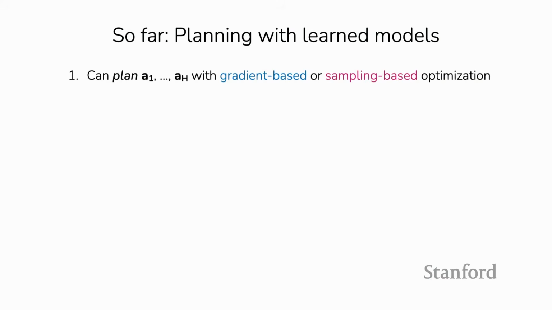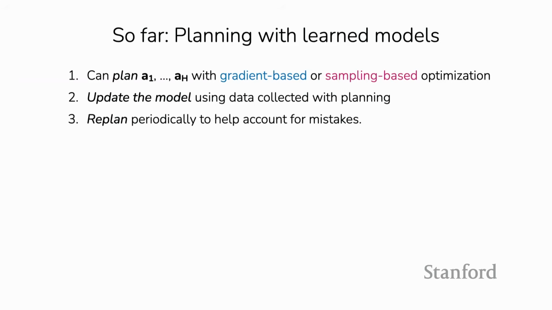Okay. So far we've covered planning with models. We plan a sequence of actions, either with gradient descent or sampling. We then update the model using data collected through this planning process, and we can replan to help account for mistakes. This is a pretty simple way to use a learned model.